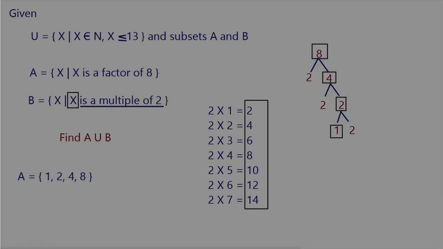Remember, the set U containing the limit for the value of X says that X is less than or equal to 13, which means the value we get for X should not be greater than 13. We can now find the union of both set A and B.